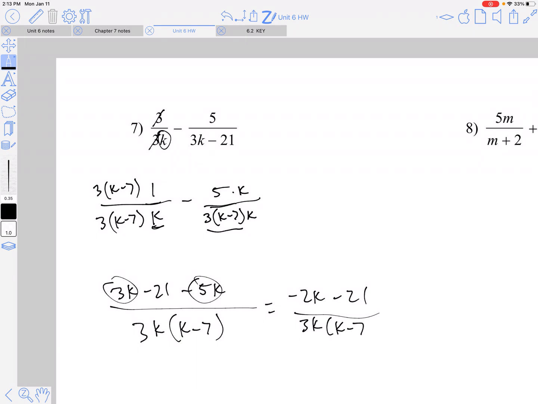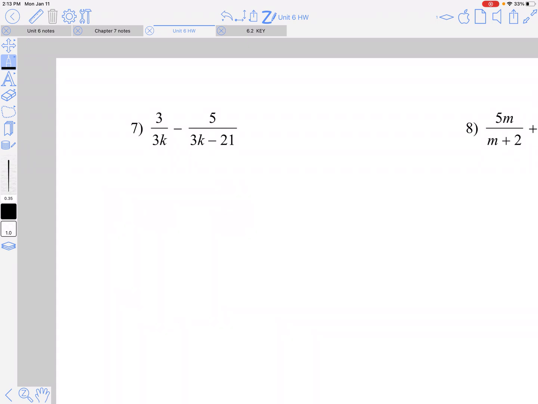And then the numerator doesn't have any like terms, so I kept the denominator so I could potentially simplify it, but the numerator's not working with it, so we're done.